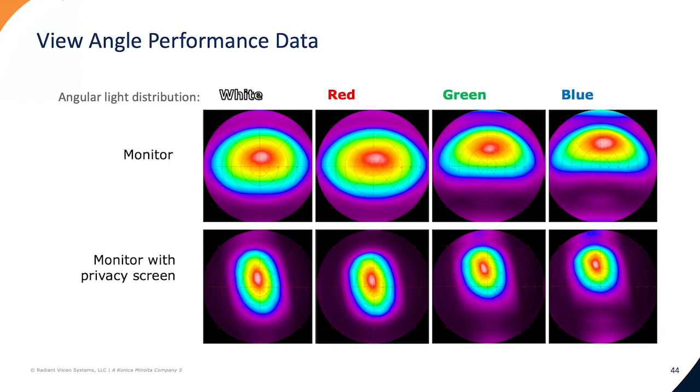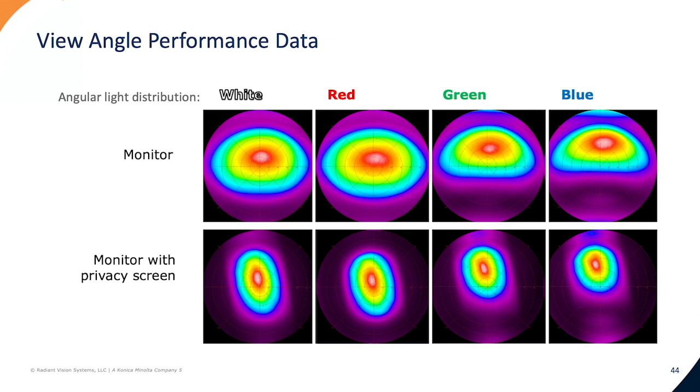For an example, these images show angular light distributions captured with our flat panel display conoscope lens. Careful inspection of the data shown for the monitor reveals subtle differences between white and red display settings and green and blue display settings. Larger differences are apparent when comparing either white or red display settings to green or blue display settings. Even more prominent are the differences in the data when a privacy screen is added to the monitor.